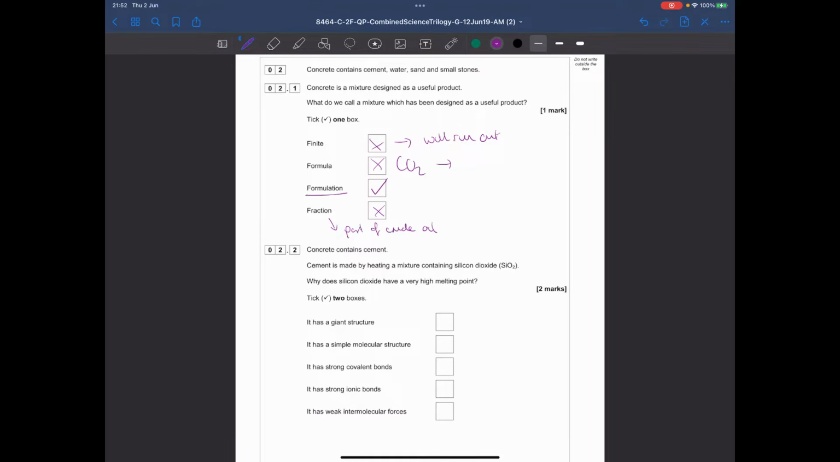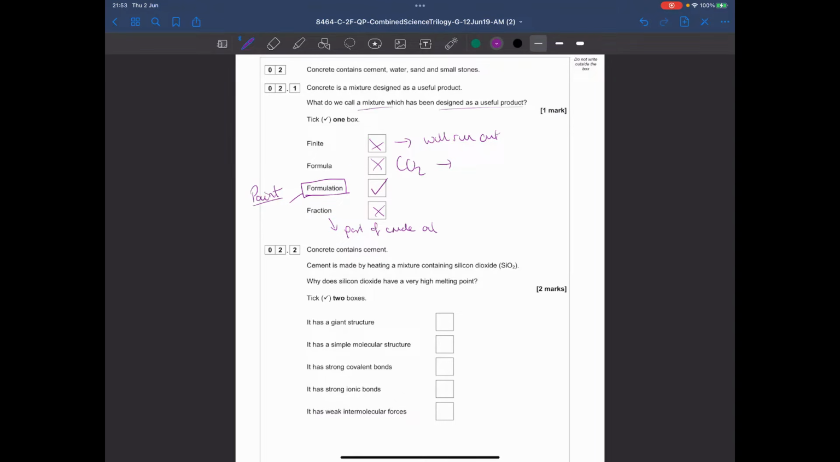So a formulation is the name that we give to a mixture which has been designed to be a useful product. Another example of a formulation is paint. You've got to have the right components in paint in designed, measured quantities to make the paint effective. You've got to have the right amount of binder to make sure it gets to the walls. You've got to have the right amount of solvent to make sure it's not too thick or thin. And you've got to have enough pigment to give the colour that you want. So we would say paint is also a formulation.